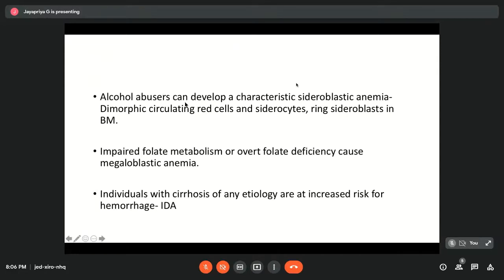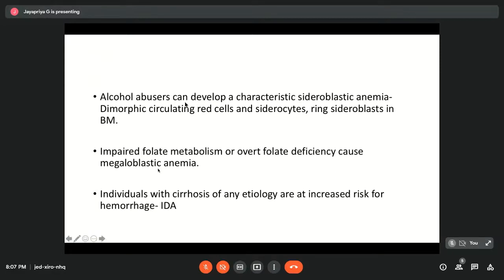That is because of the pyridoxine deficiency that commonly occurs in alcoholics, because pyridoxine is a cofactor in heme synthesis. That is, it is a cofactor of ALA synthase in heme synthesis. Because of that deficiency, alcoholics can develop sideroblastic anemia. In that condition, we will see a dimorphic blood picture. Siderocytes, that is red cells with iron granules, can be seen in the peripheral smear, and bone marrow examination can show ring sideroblasts, like in sideroblastic anemia.